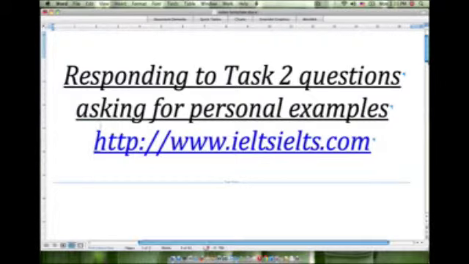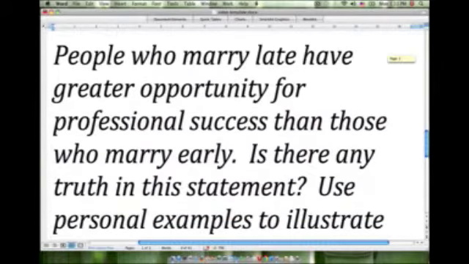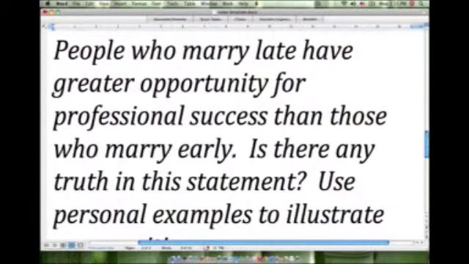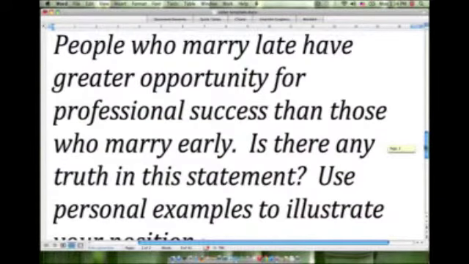Now let's read through the question together. People who marry late have greater opportunity for professional success than those who marry early. Is there any truth in this statement? Use personal examples to illustrate your position. I will give you a few seconds to read the question again by yourself.